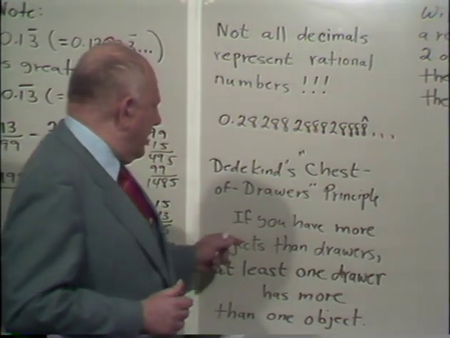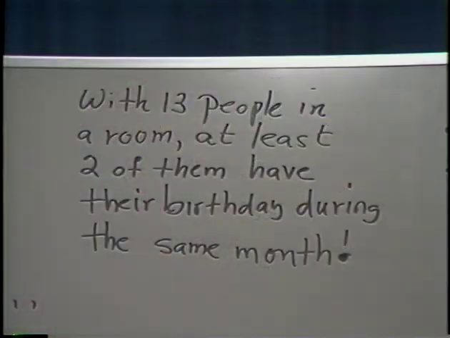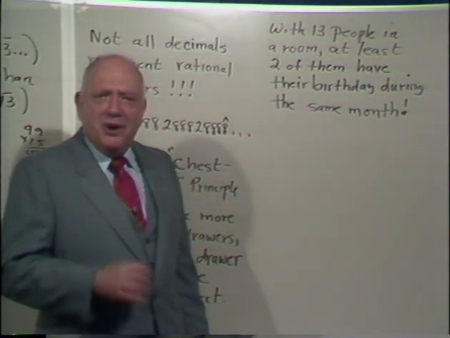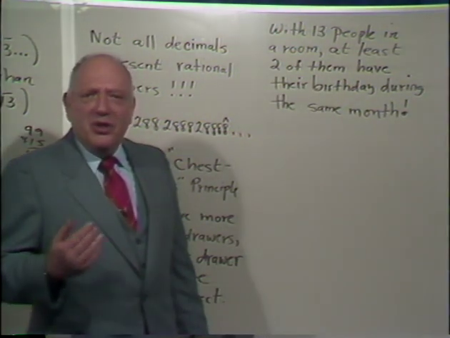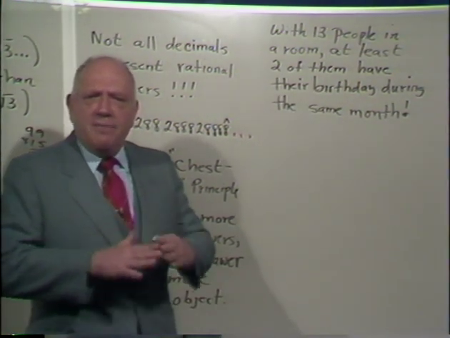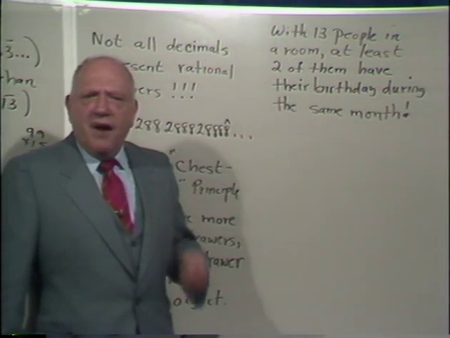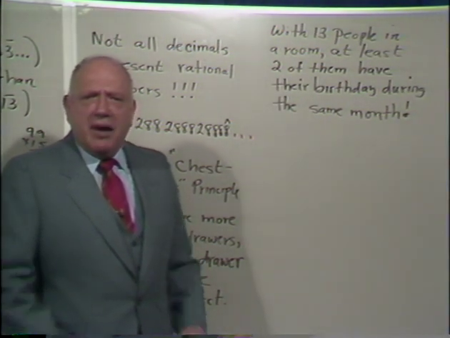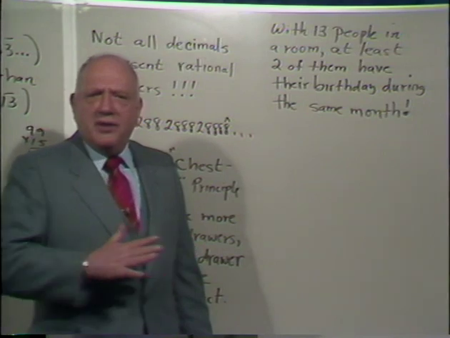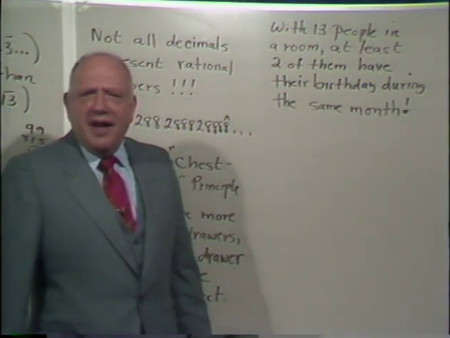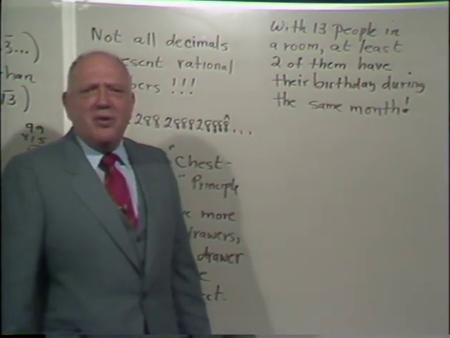Here's a more dramatic example. Suppose you have 13 people in a room. Without looking, you can bet that 2 of them celebrate their birthday during the same month. Why is that? Because there are only 12 months in the year. If all 13 people celebrated their birthday in a different month, there would have to be what? 13 months. If there are 400 people in the room, 2 of them have to have their birthday on the same day of the year. Because if 400 people have their birthday on different days, that means there would have to be at least 400 days in the year.